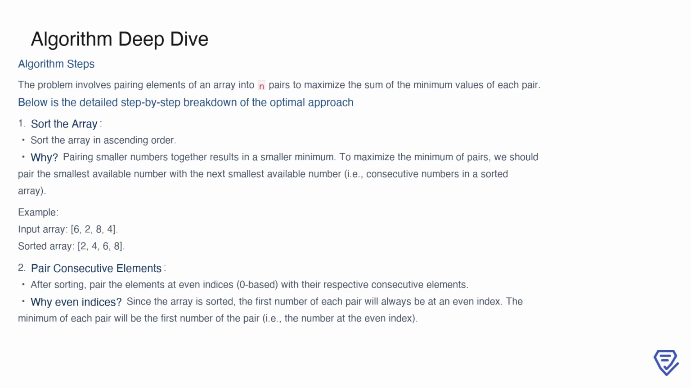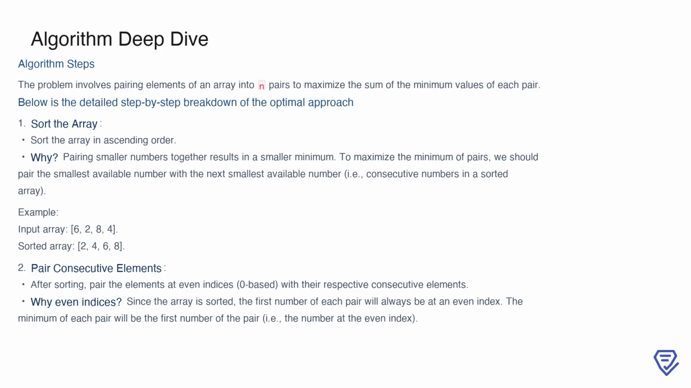To solve the array partition problem, the goal is to maximize the sum of the minimum values from n pairs formed from the input array. The first step involves sorting the array in ascending order. This is crucial because pairing smaller numbers with larger ones wastes the larger values, which is not ideal. Instead, to maximize the minimum values, we pair the smallest available number with the next smallest number, which are consecutive elements in the sorted array. For example, if the input array is 6, 2, 8, 4, sorting it gives 2, 4, 6, 8.